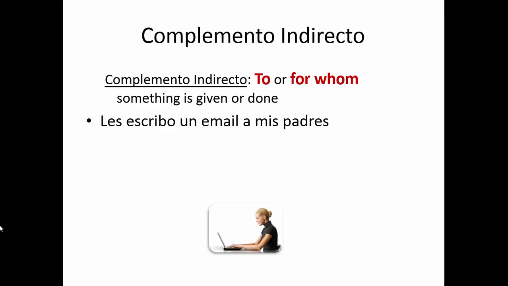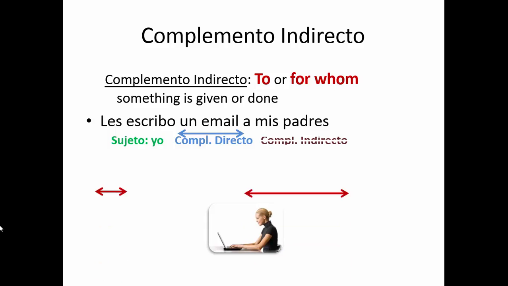So here's the first sentence. It says, Les escribo un email a mis padres. First of all, the subject is yo. I wrote what? I wrote an email, and an email is the direct object. To whom? My parents. A mis padres. So in this situation, the indirect object is a mis padres, and the indirect object pronoun is les.